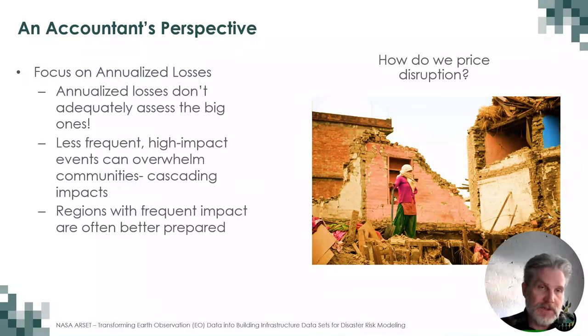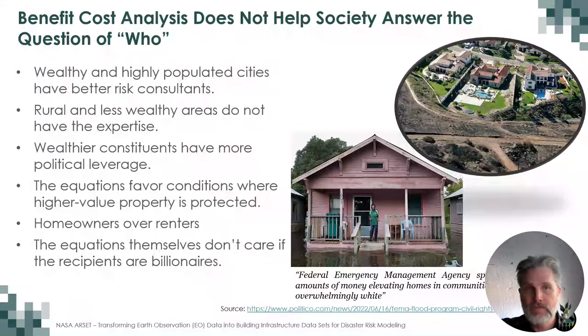And lastly, the focus on average annualized losses puts the focus on areas with high frequency events. And in those areas, people tend to be more prepared, not always, but tend to be more prepared than looking at those kind of community affecting low events. So benefit cost analysis does not help society answer the question of who.